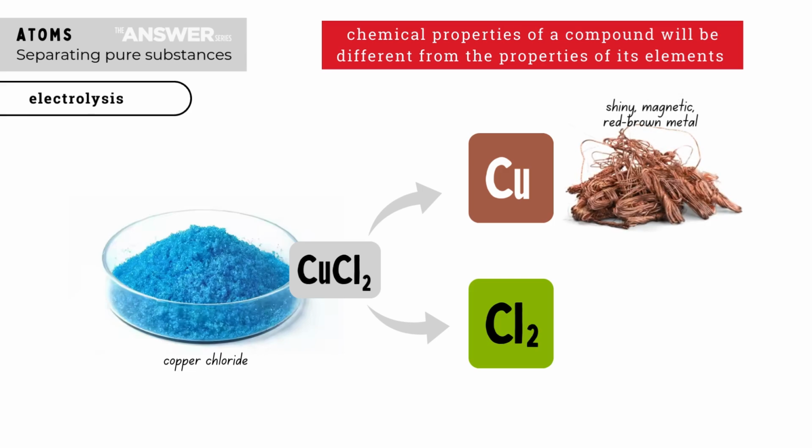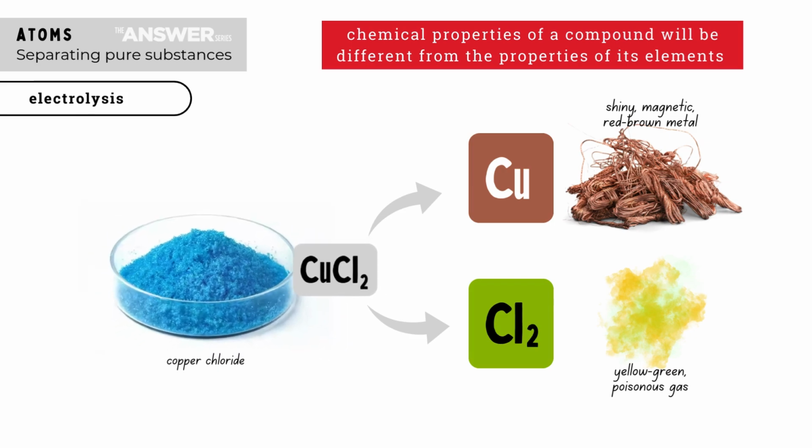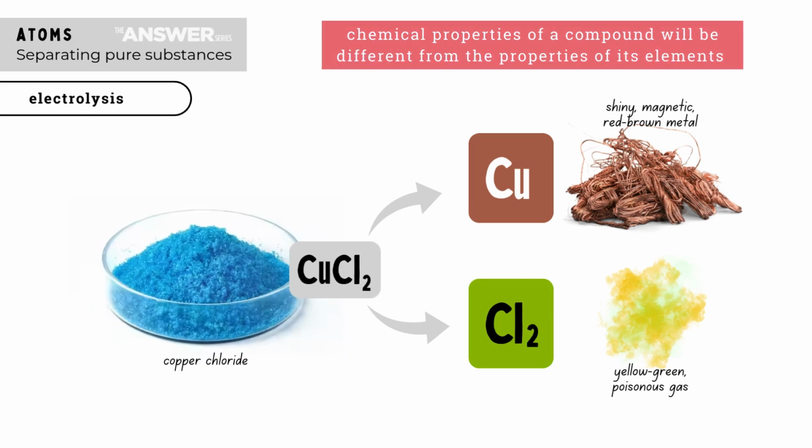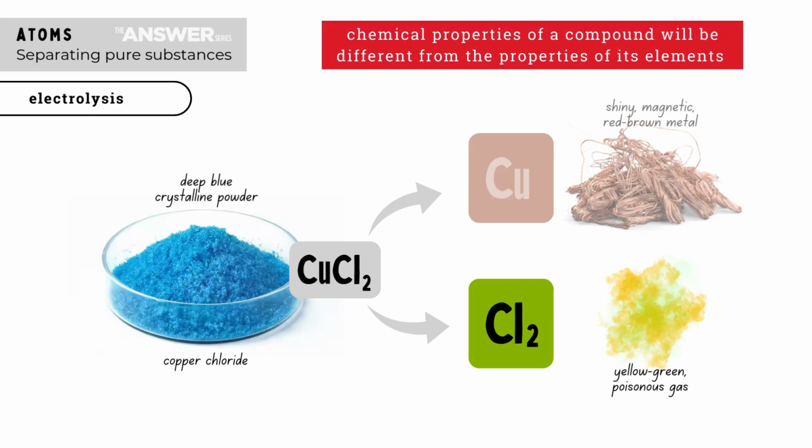On its own, the element copper is a shiny, magnetic, red-brown metal, and the element chlorine is a yellow-green poisonous gas. But when these two elements chemically react and bond to form copper chloride, the properties of the compound are different to the properties of the individual elements that it is made up of. The copper chloride is a deep blue crystalline powder that is not shiny or magnetic like the copper metal was, nor is it a poisonous gas like the chlorine was.